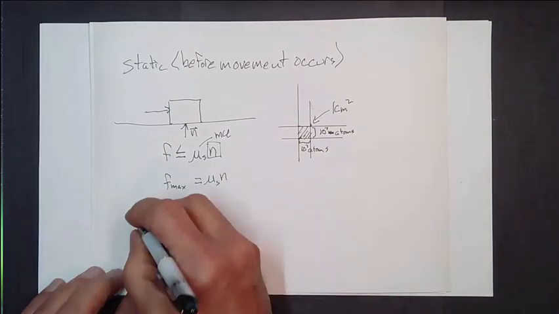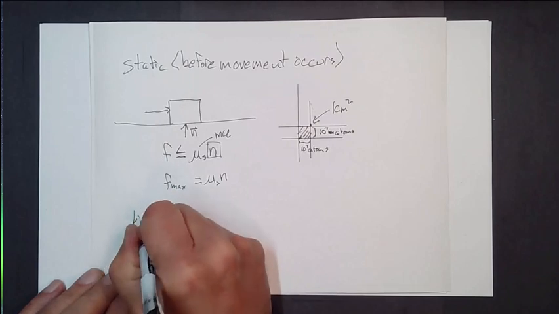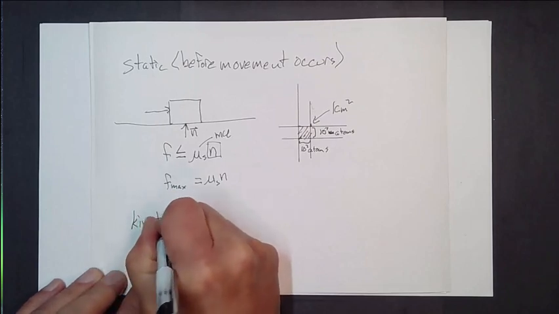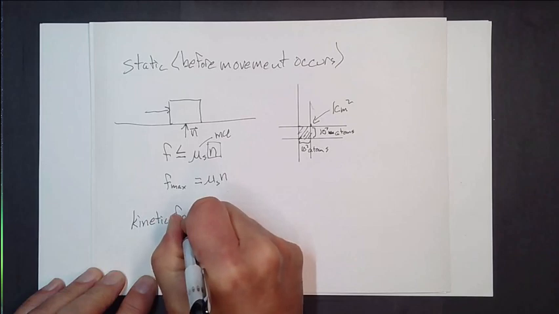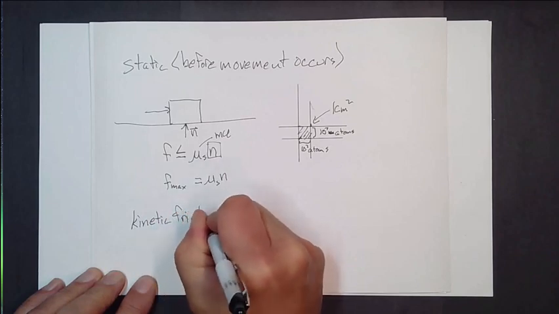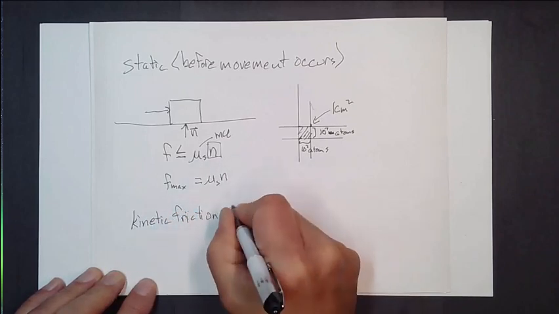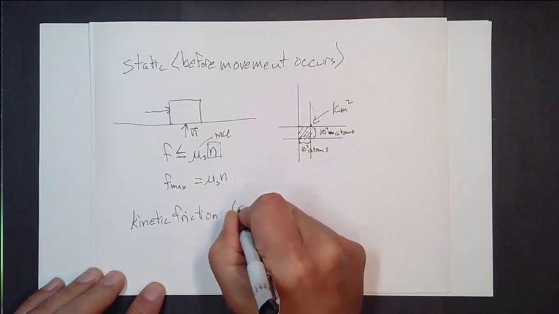Then there's kinetic friction, and that's when sliding is going on.